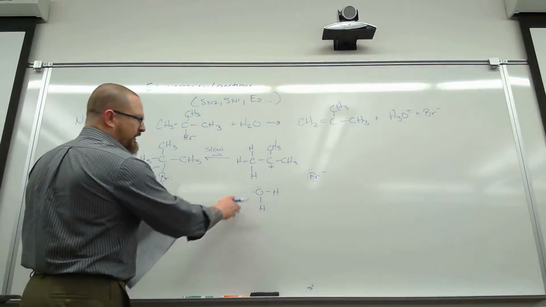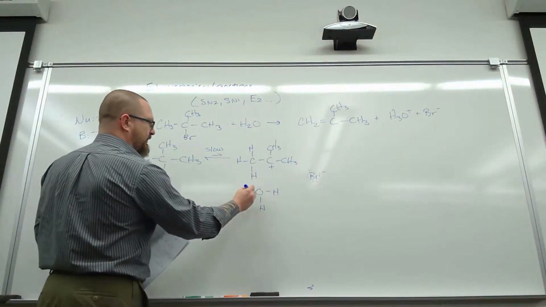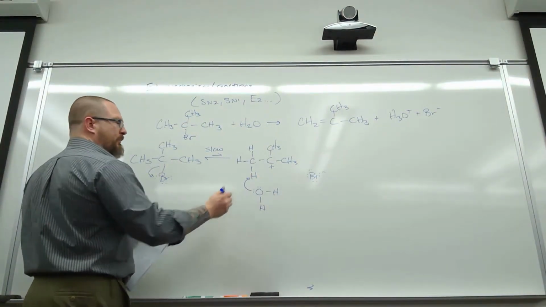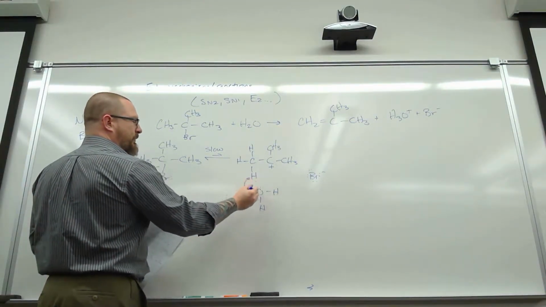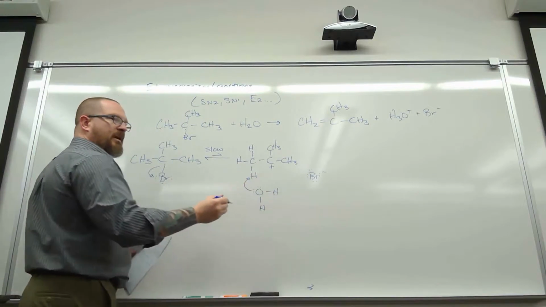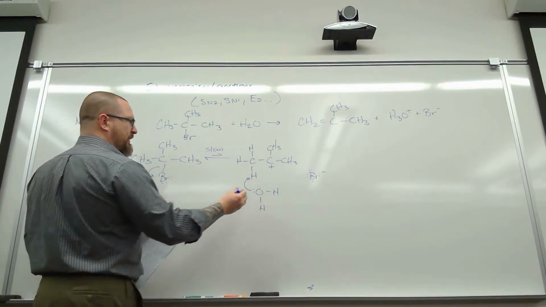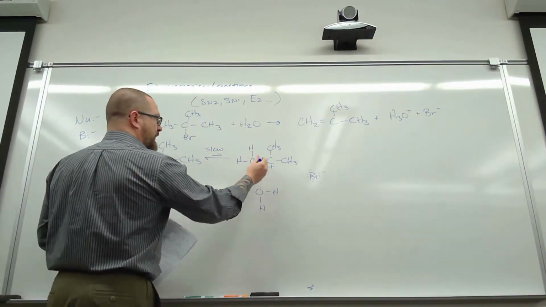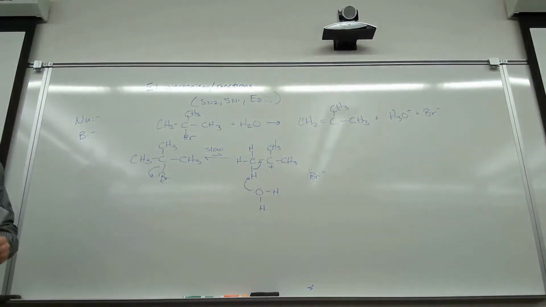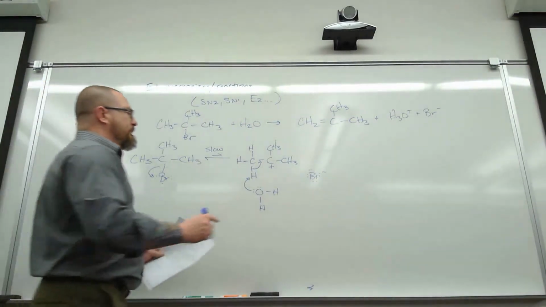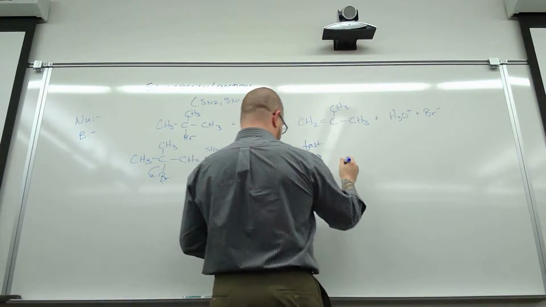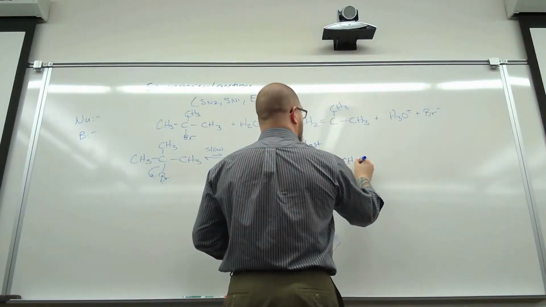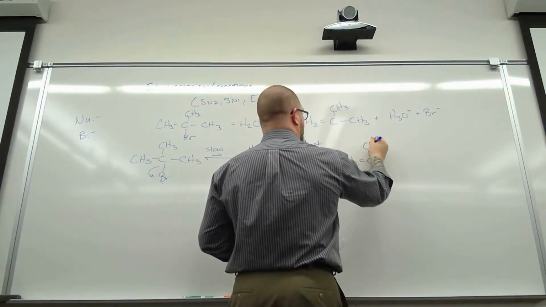So in this case, this is going to act as a base. Go out and grab this proton, and as this bond forms, this bond breaks because we can't exceed the duet on that hydrogen, and those electrons are going to move over to be shared between the two carbons to satisfy the carbocation. And this is going to be a fast reaction and give us our product.